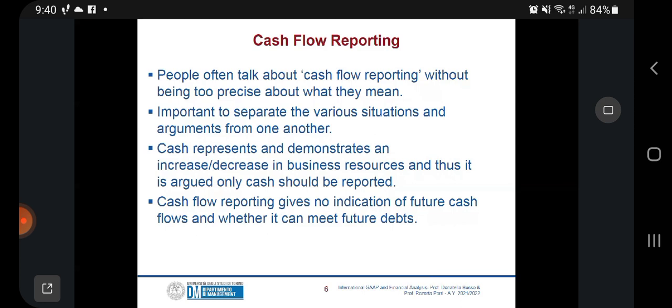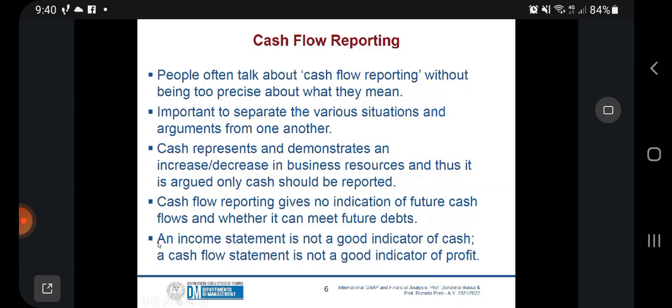And also, on the other side of the coin, let's say, the other side of the story, focusing on the profit and loss statement or the income statement, this is not a good indicator of cash potential for a company. On the other side, the cash flow statement is not a good indicator of profit. What we are trying to say here is that both statements are important. The income statement and the cash flow statement, they are like two sides of the same story, like the two sides of the same coin that try to complement each other.